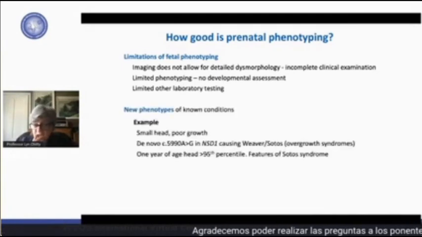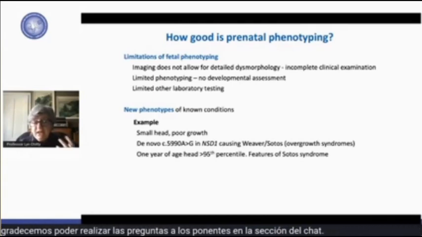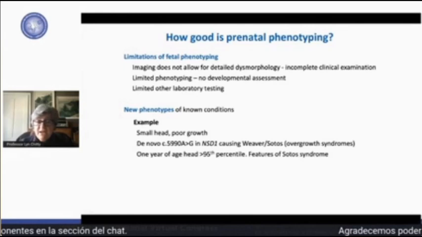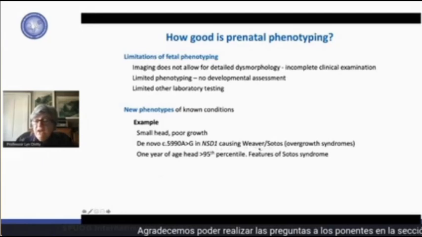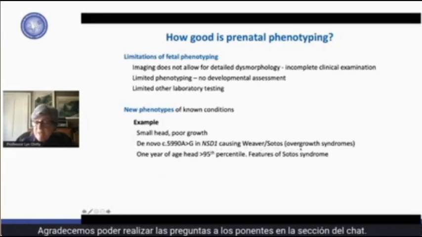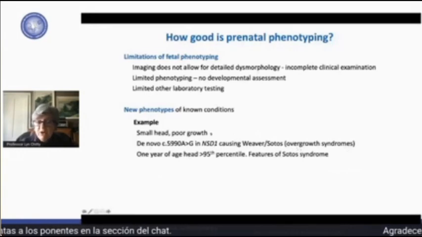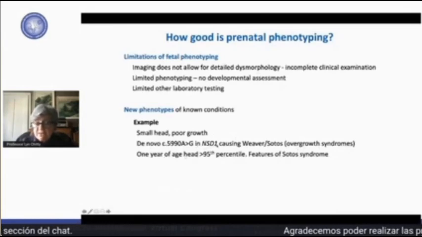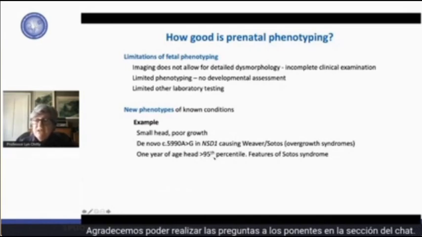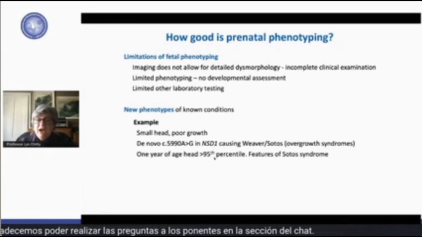The other thing is that we are beginning, as we do more and more sequencing, to identify new phenotypes of known conditions. And this is one example. So we had a baby with a small head and poor growth, and it had a de novo mutation in this gene here, which causes Weaver or Sotos syndrome, and they are overgrowth syndromes. So you would expect this baby to be big, have a big head, and be generally large. But it was a small head and poor growth. But at 1 year of age, so we didn't report this, but at 1 year of age, the baby's head was above the 95th percentile, and the facial features were those of Sotos syndrome.